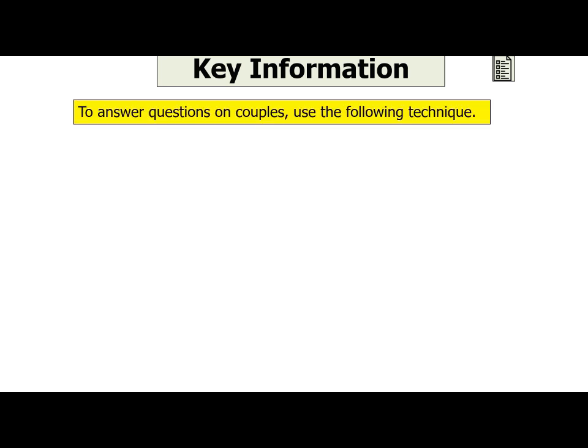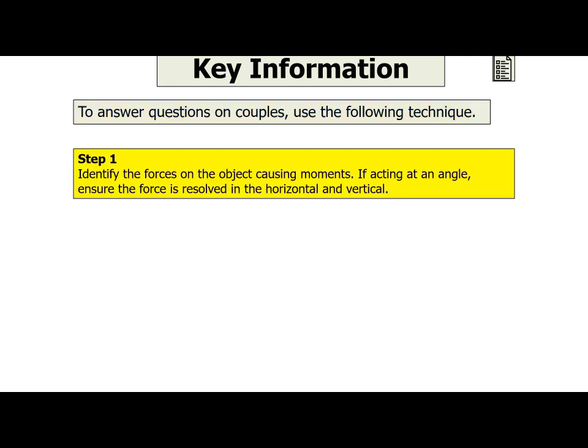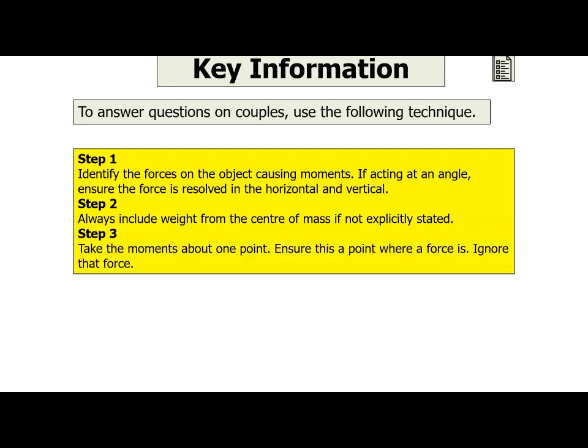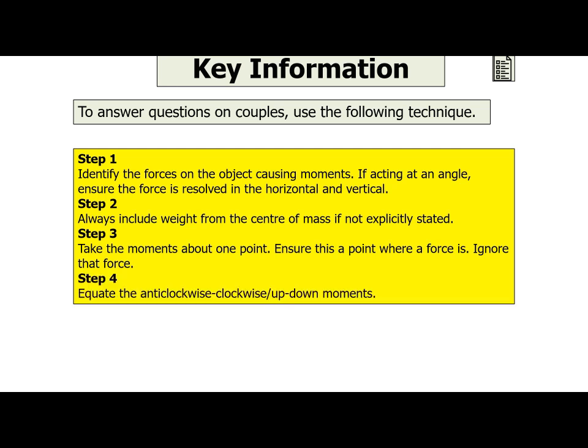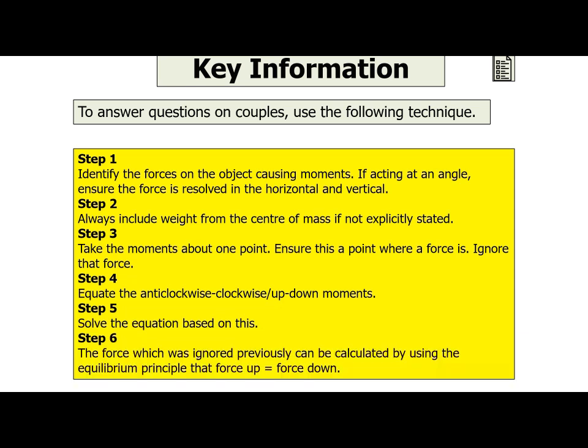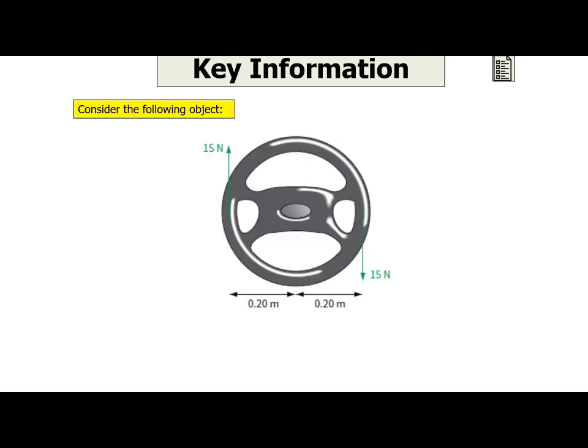Now to answer questions on couples, use the following technique. The first step is to identify the forces on the object causing moments. If acting at an angle, ensure the force is resolved to the horizontal and vertical. Step 2. Always include the weight from the centre of mass if not explicitly stated. Then take the moments about one point. Ensure that this point is where a force is and ignore that force. Equate the clockwise and anti-clockwise moments and solve the equation based on this. Then the force, which was ignored previously, can also be calculated using the equilibrium principle that force up equals force down.